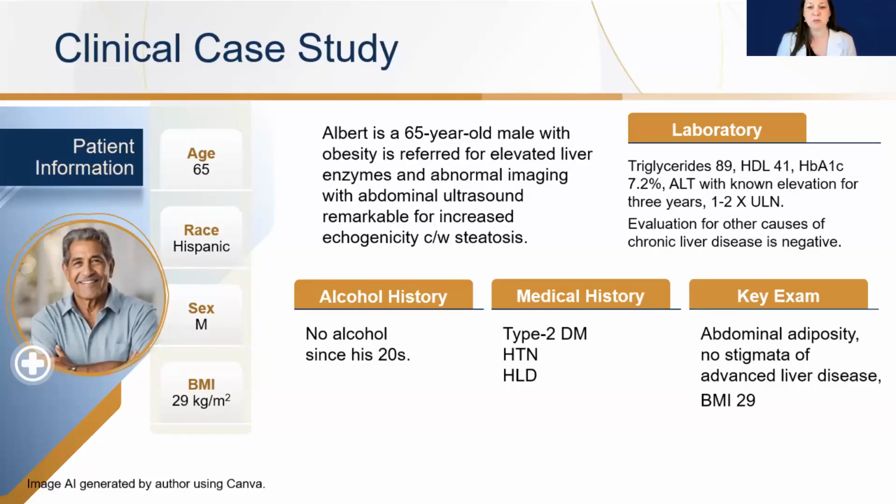When we go through his medical and social history, we see that he does have a history of type 2 diabetes with high blood pressure and known hyperlipidemia. He has not drank any alcohol since his early 20s. And on physical exam, we see that he does have some increased abdominal girth, but no stigmata of advanced liver disease, such as a distended firm liver. We're not seeing any angioectasias or any jaundice. And we calculate his BMI to be 29.